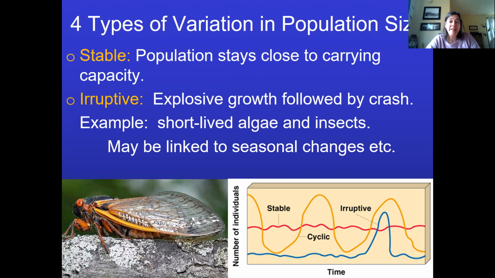The 13 and 17-year cicadas are like this. They come out, they're like everywhere. When I was growing up, we had them come out when I was in grade school and it was just amazing. They were everywhere. You could hear them in the trees just making this noise as they ate the leaves. And then they went away again and they don't come back. I think the ones in my area were the 17-year cicadas.